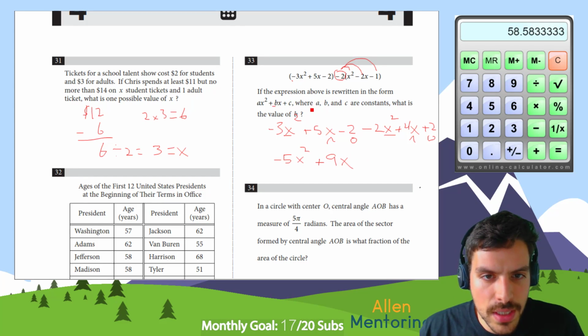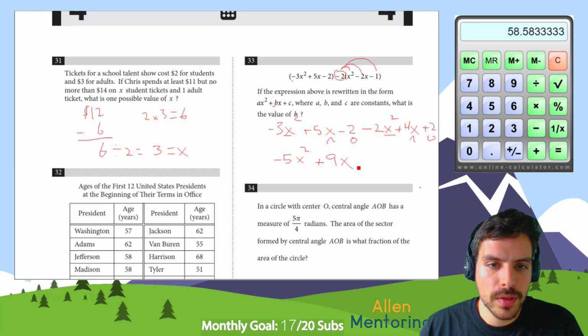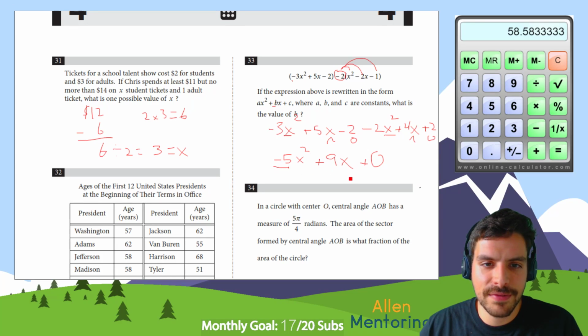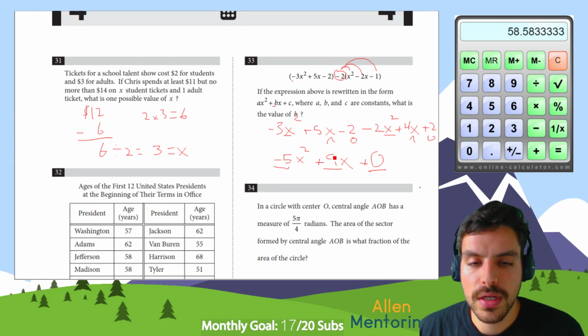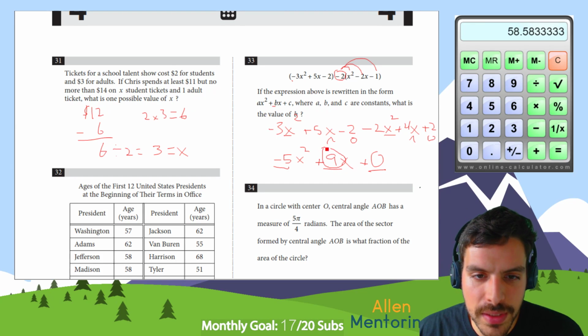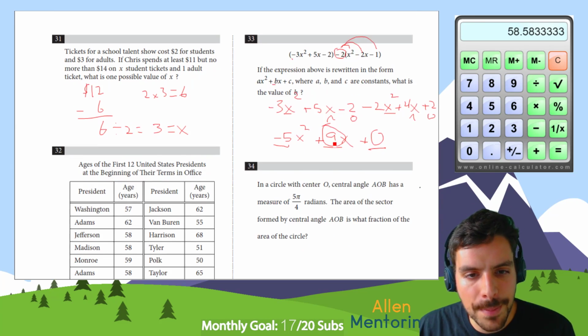And so what do they ask us? What is the value of b? Well, if I just put plus 0 here, we see clearly that a is negative 5, b is 9, and c is 0. So we want to find out what b is. So b is 9. Bam.